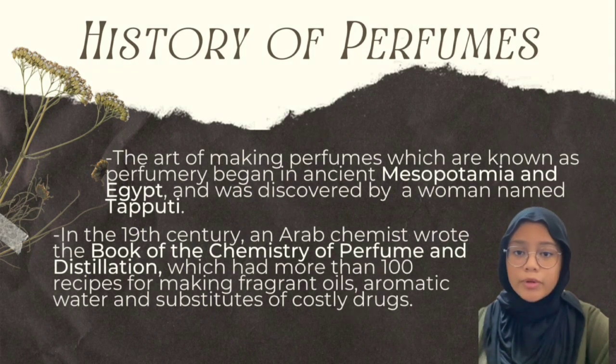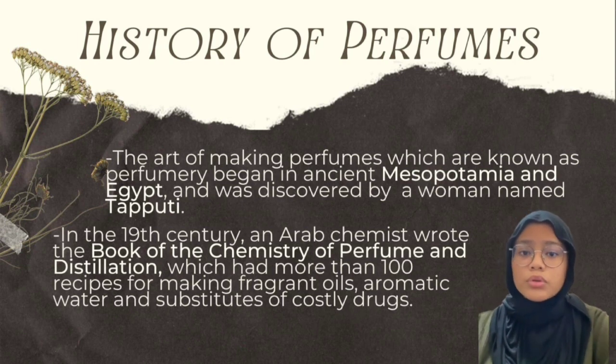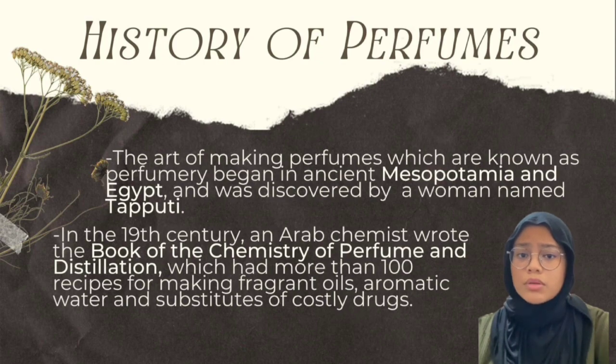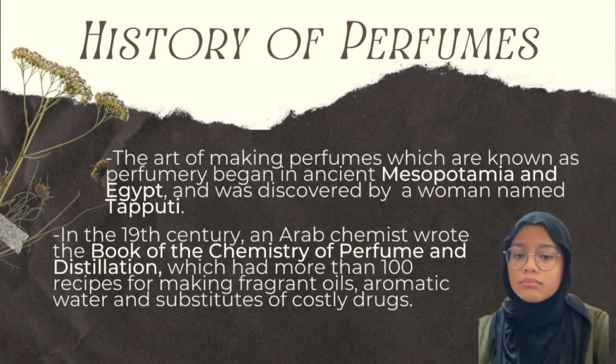The history of perfume. The art of making perfume, which is known as perfumery, began in ancient Mesopotamia and Egypt. It was discovered by a woman named Taputi. In the 19th century, an Arab chemist wrote a book called Book of the Chemistry of Perfume and Distillation, which had more than 100 recipes for making fragrance oil, aromatic water, and substitutes of costly drugs.